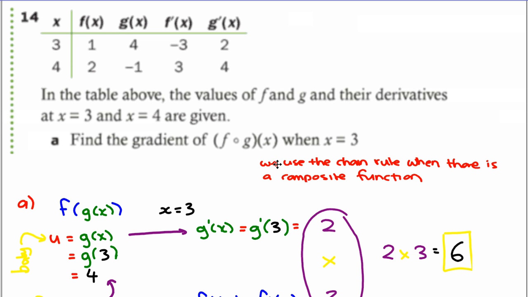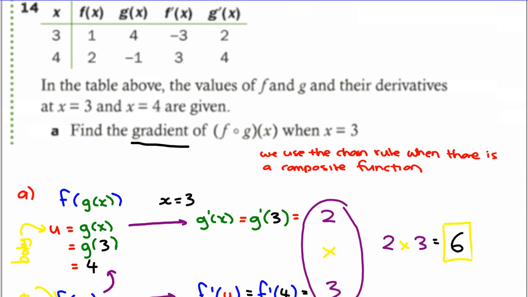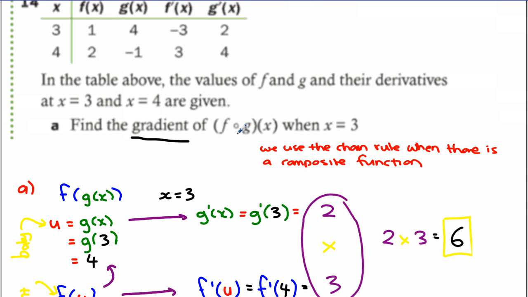So this is a composite function. We use the chain rule when there is a composite function. If you're asked to find a derivative, which you are in this case, find the gradient, because it's not just asking for h of x, it's asking for the gradient. So it's the derivative of f of g of x.